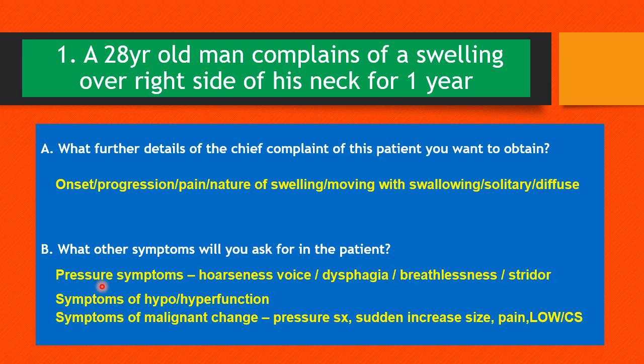First of all, I'll ask for pressure symptoms: hoarseness of voice, dysphagia, breathlessness, and stridor. Secondly, I will ask for features of hypo or hyperfunction of the thyroid, whether this patient has got the features of thyrotoxicosis. And thirdly, the symptoms of malignant change, such as sudden onset of pressure symptoms, sudden increase in size, sudden increase in pain, and constitutional symptoms, loss of weight and appetite.